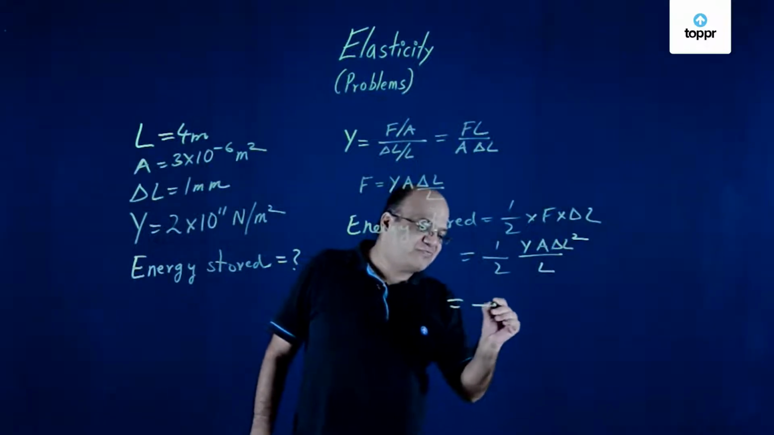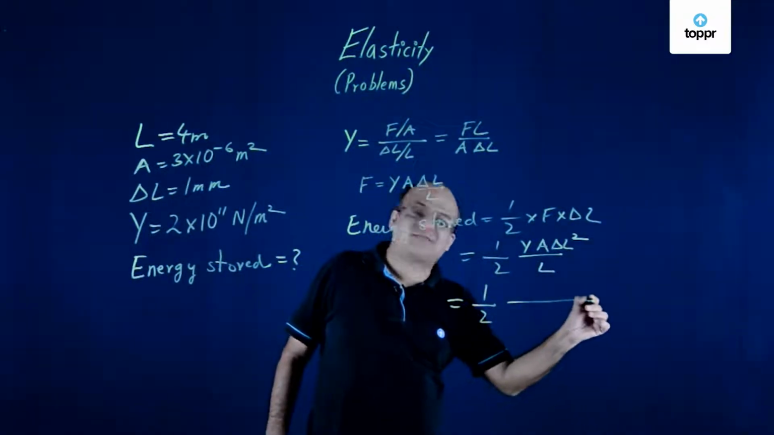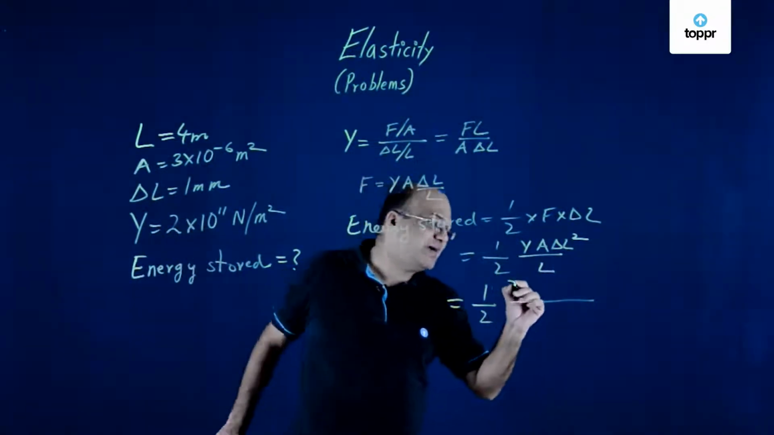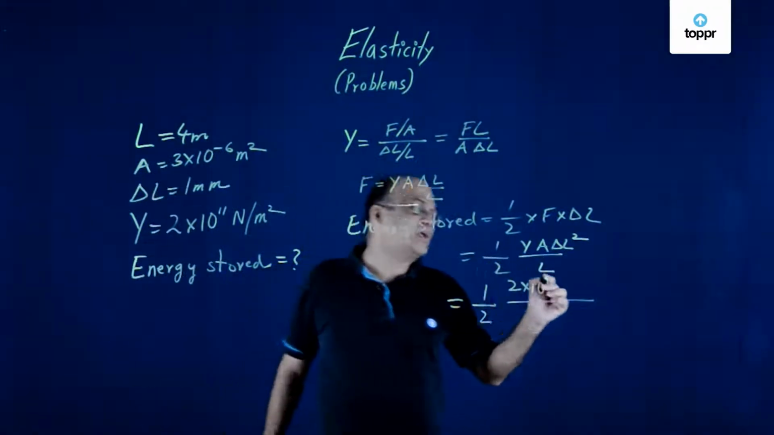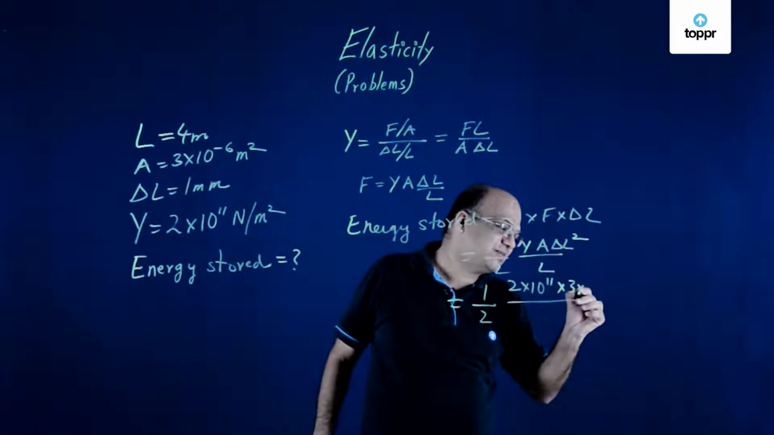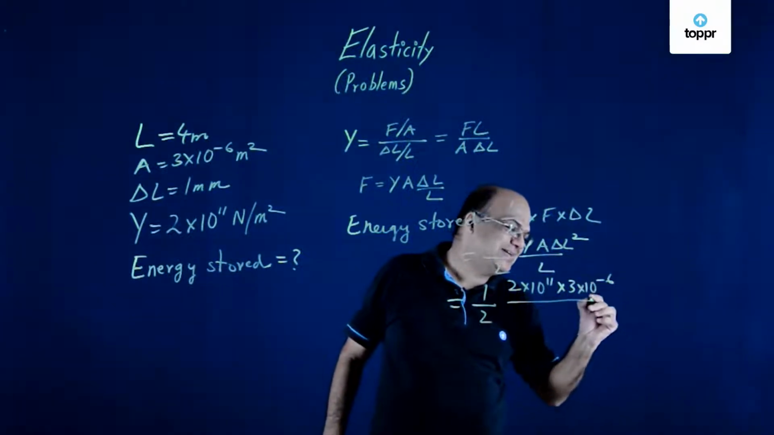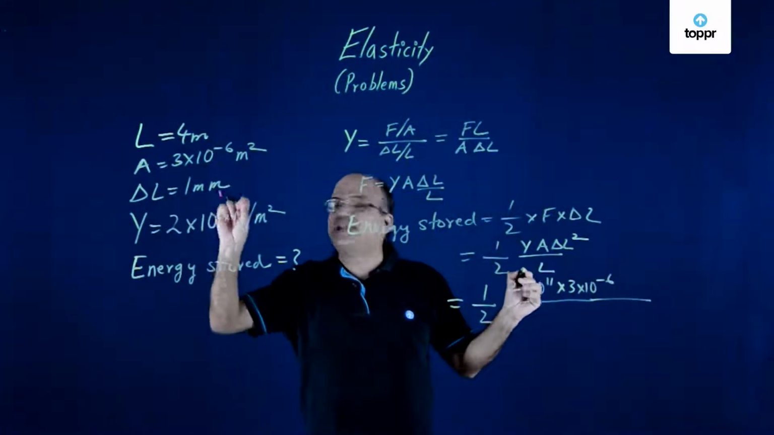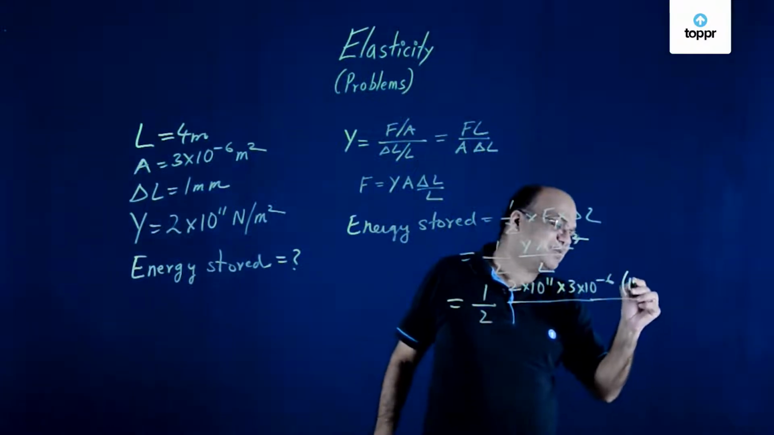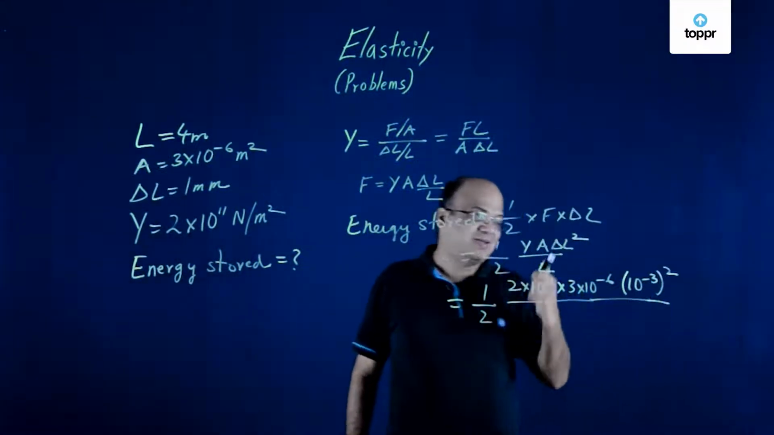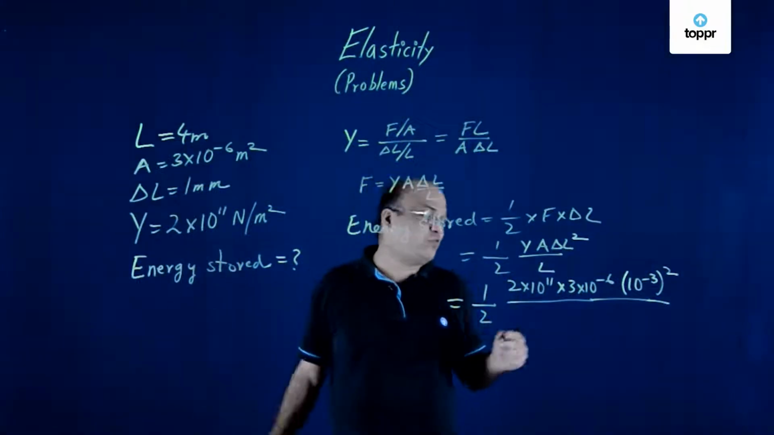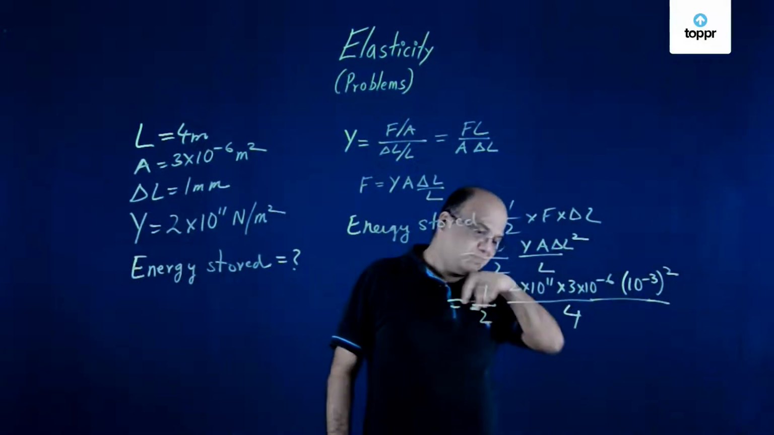So half. What is the Young's modulus? 2 into 10 to the power 11. Area 3 into 10 to the power minus 6. Delta L 1 millimeter, that is 10 to the power minus 3 meters. So 10 to the power minus 3 squared. Delta L squared, and length is 4 meters. So what do you get?